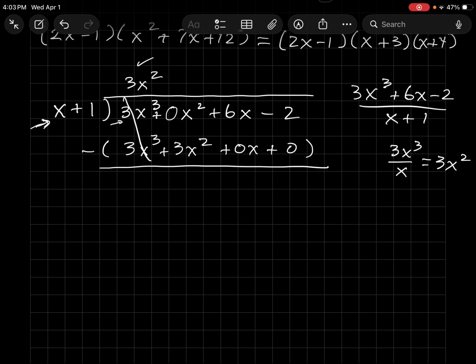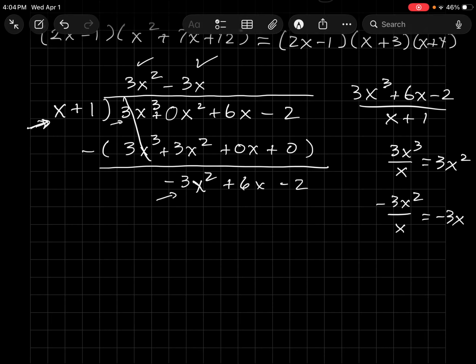That term cancels, as I expect. 0x squared minus 3x squared gives me negative 3x squared. 6x minus 0x gives me 6x. And then negative 2 minus 0 gives me negative 2. Repeat. Highest power here divided by the highest power there. Negative 3x squared over x gives me negative 3x. So I'll put negative 3x right there.